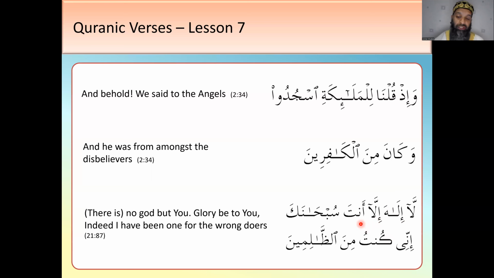Anta. What is anta? We've done anta. You. Okay. Subhanaka. We've not done subhanaka, right? Subhana means glory, perfection, so perfect. Ka, what does ka mean? You. So glory be to you. Subhanaka. Masculine terminology. Glory be to you.